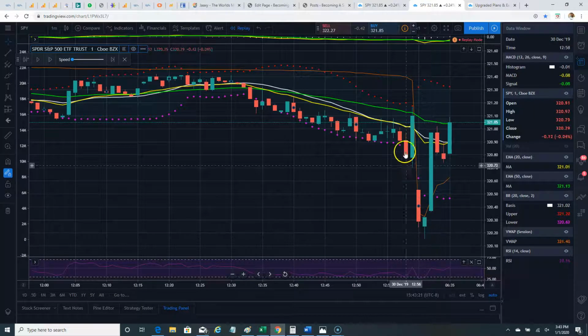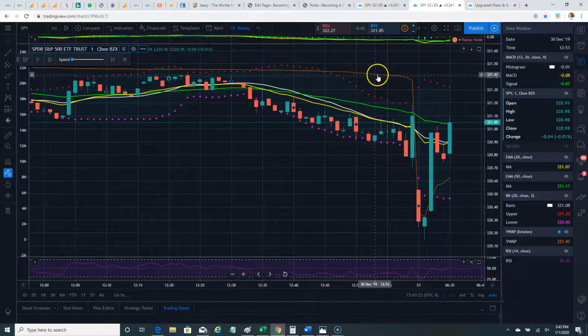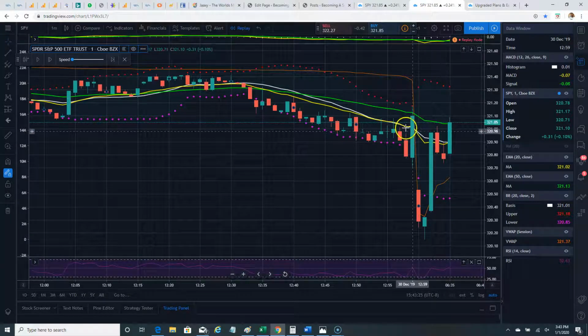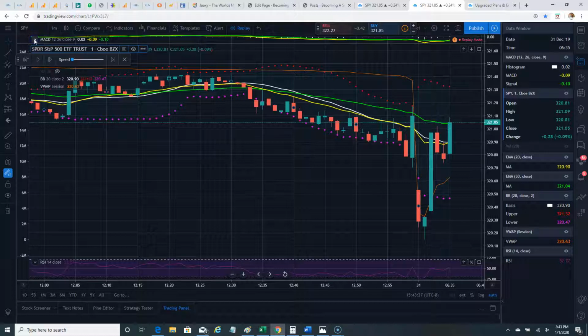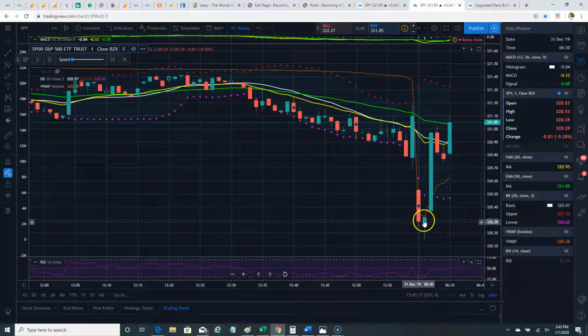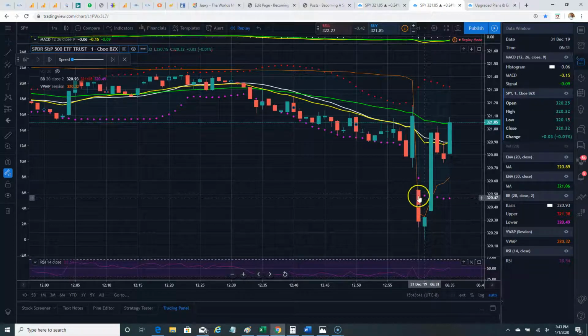Now I want you to pay attention to this orange line. This orange line for us is the volume weighted average price, right? 321.46. That's a natural indicator that you will become familiar with as you follow these tutorials.